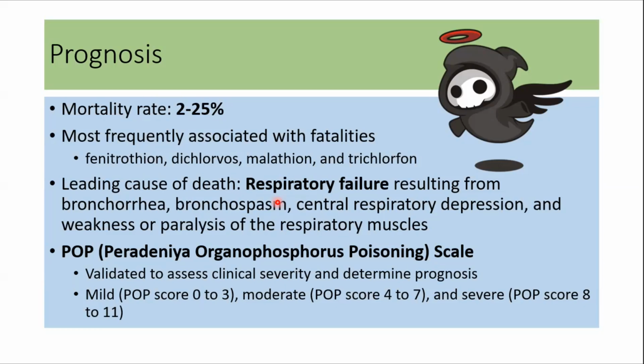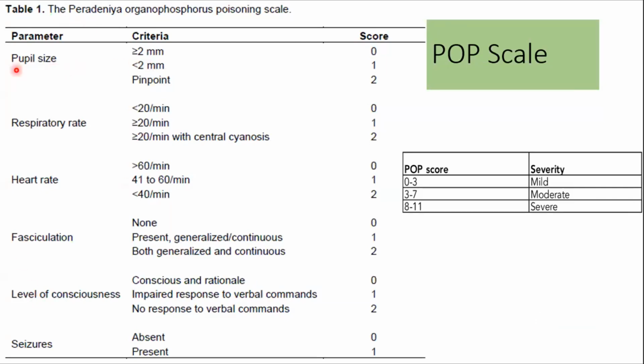So, to identify poor prognosis, we can use the POP score or Peradeniya Organophosphorus Poisoning scale. It's a validated tool to assess the clinical severity and determine the prognosis. If the POP score is 0 to 3, poisoning is considered to be mild. If it's 4 to 7, it's moderate. And if it's 8 to 11, it's considered severe poisoning. The POP score uses these parameters: pupil, respiratory rate, heart rate, fasciculations, level of consciousness, and presence of seizure.